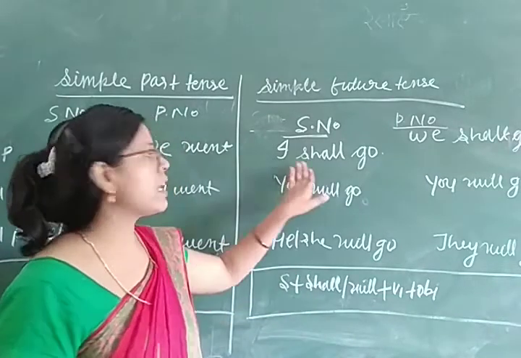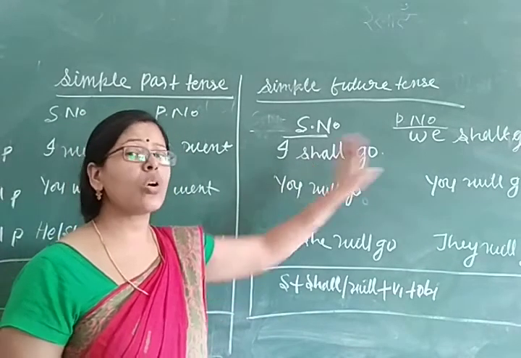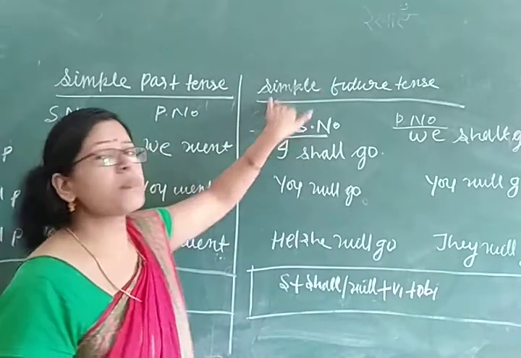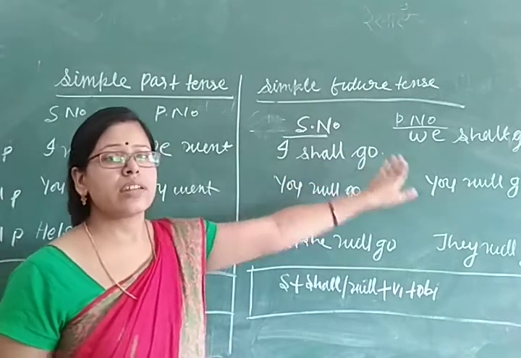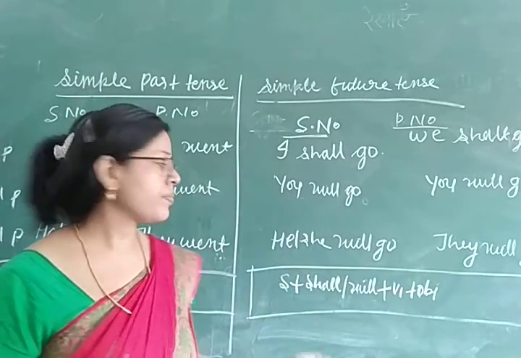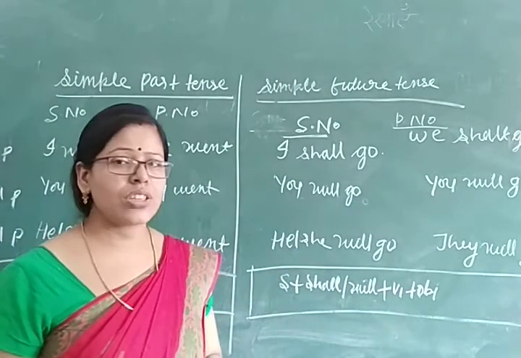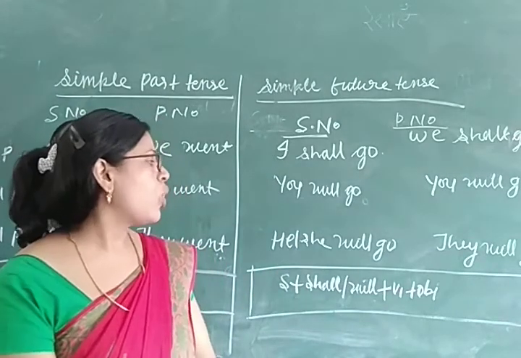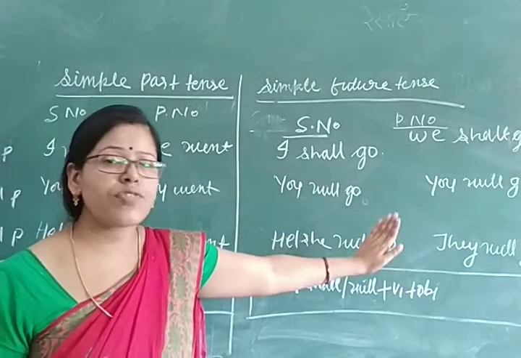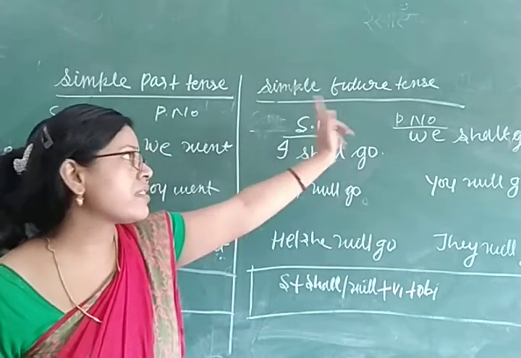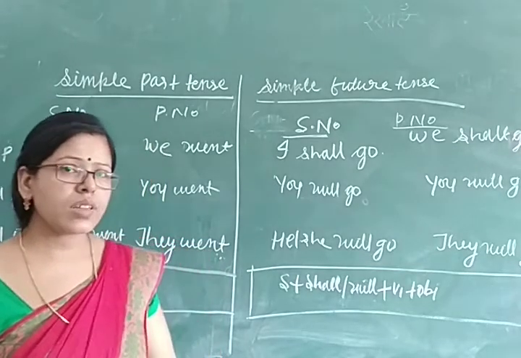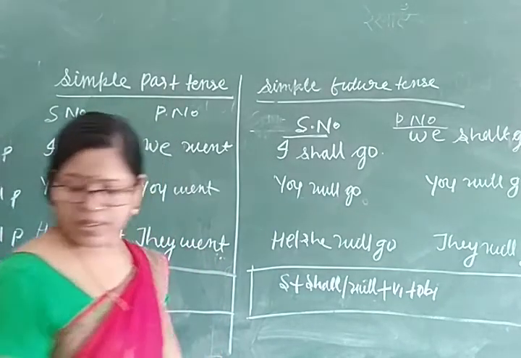Only you need to learn that along with I and along with we will use helping verb shall in case of simple future tense. And along with other subjects, we will use helping verb will. And we also need to learn that with shall and will, we will always use the verb's first form in this tense, simple future tense. Got it? So this is very easy to understand.